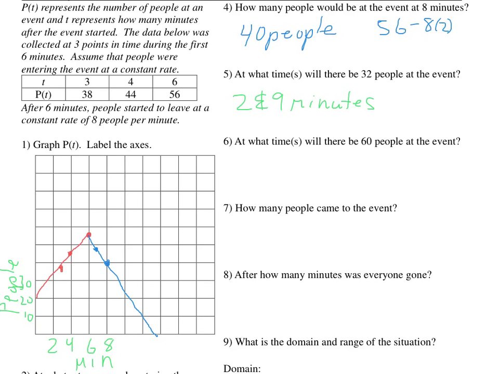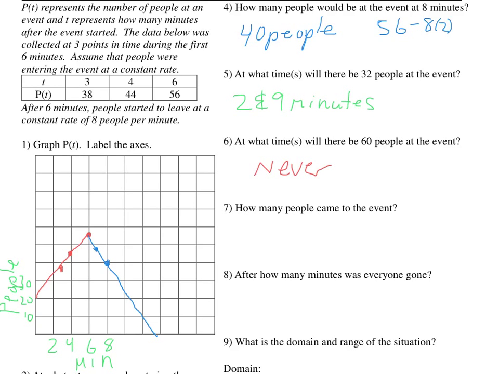All right, next question. At what time would there be 60 people at the event? Okay, so wait, the highest there is 56. So 56 is the highest point, so will we ever have 60 people? No, the graph never reaches 60, so that's a trick question, if you want to call it that. This will never happen. So you have to watch out for that. Sometimes problems or ideas don't make sense. It's never going to happen.